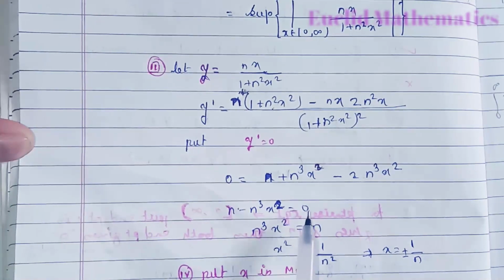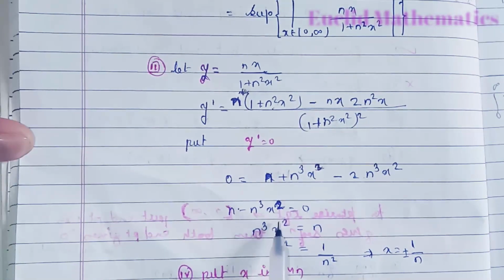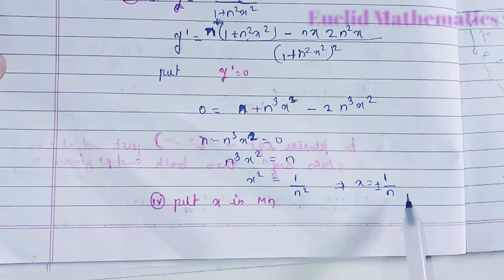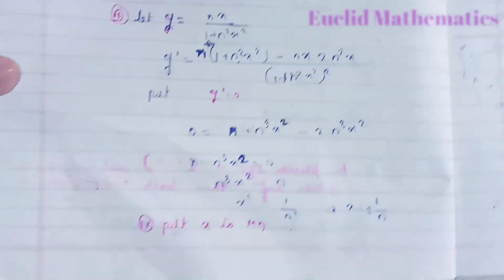We want the value for x, so adjust some of the terms, and we get x square equal to 1 upon n square. That means x equals plus or minus 1 by n. So we got the value for x. Now we want Mn in terms of n only, so put that x in Mn, and we get Mn in terms of n only.